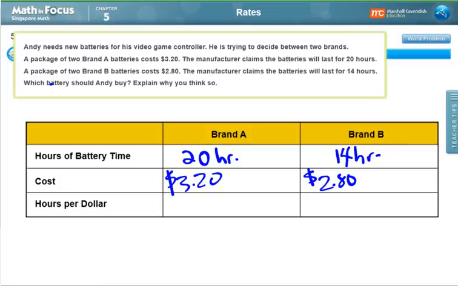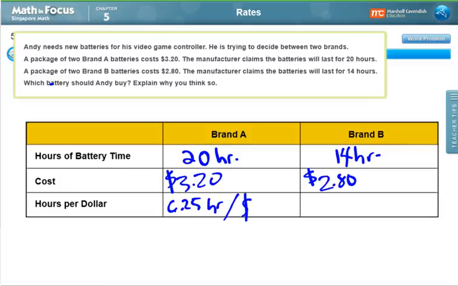And if we do the 20 divided by $3.20, we get 6.25. Or, sorry, the units are all wrong here. It would be 6.25 hours per dollar. So for every dollar that we spend, we're getting 6.25 hours of playtime.